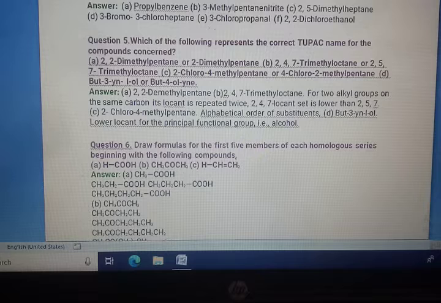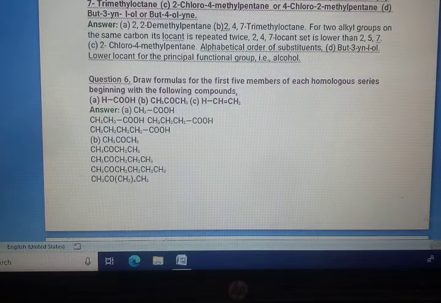but-3-yn-1-ol or but-4-ol-1-yne. Yeah, very important question is this. If we move towards, then here you can see on the third position triple bond is there, and the first position alcohol is there. Lower locant of the principal functional group, that is alcohol. So alcohol is on the first position and triple bond is on the third position. So the right one is but-3-yn-1-ol. Okay. Now we are moving towards the question number 6.